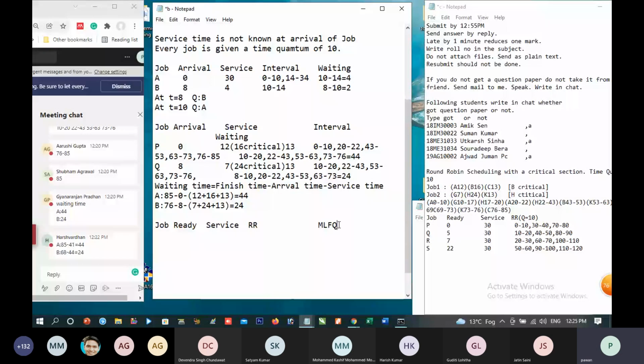Jobs P, Q, R, and S. P is ready at time t equal to 0. Q is ready at time t equal to 5, R at 7, and S at 22. Their ready times are like this. Now, each of them is requiring a service of 30 units. 30, 30, 30, and 30.